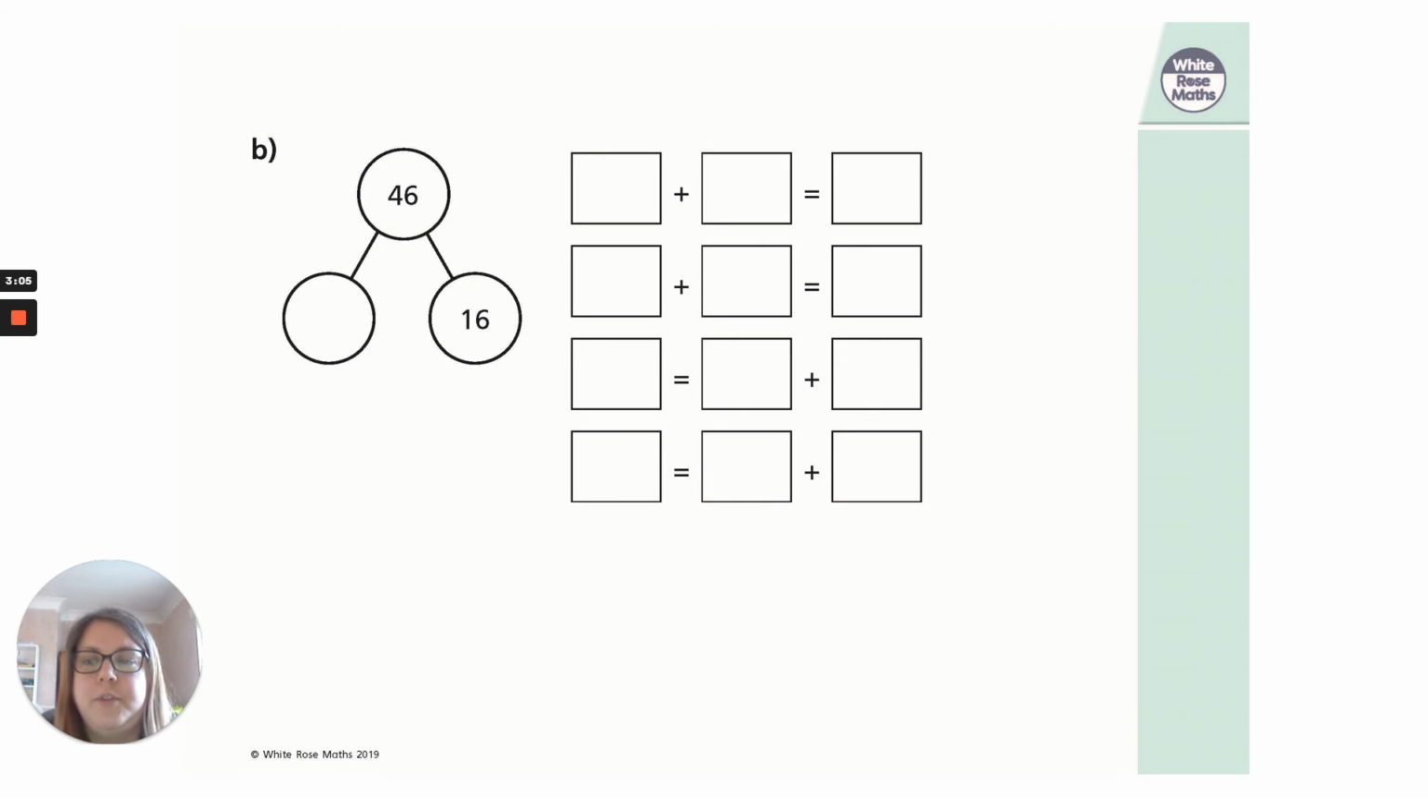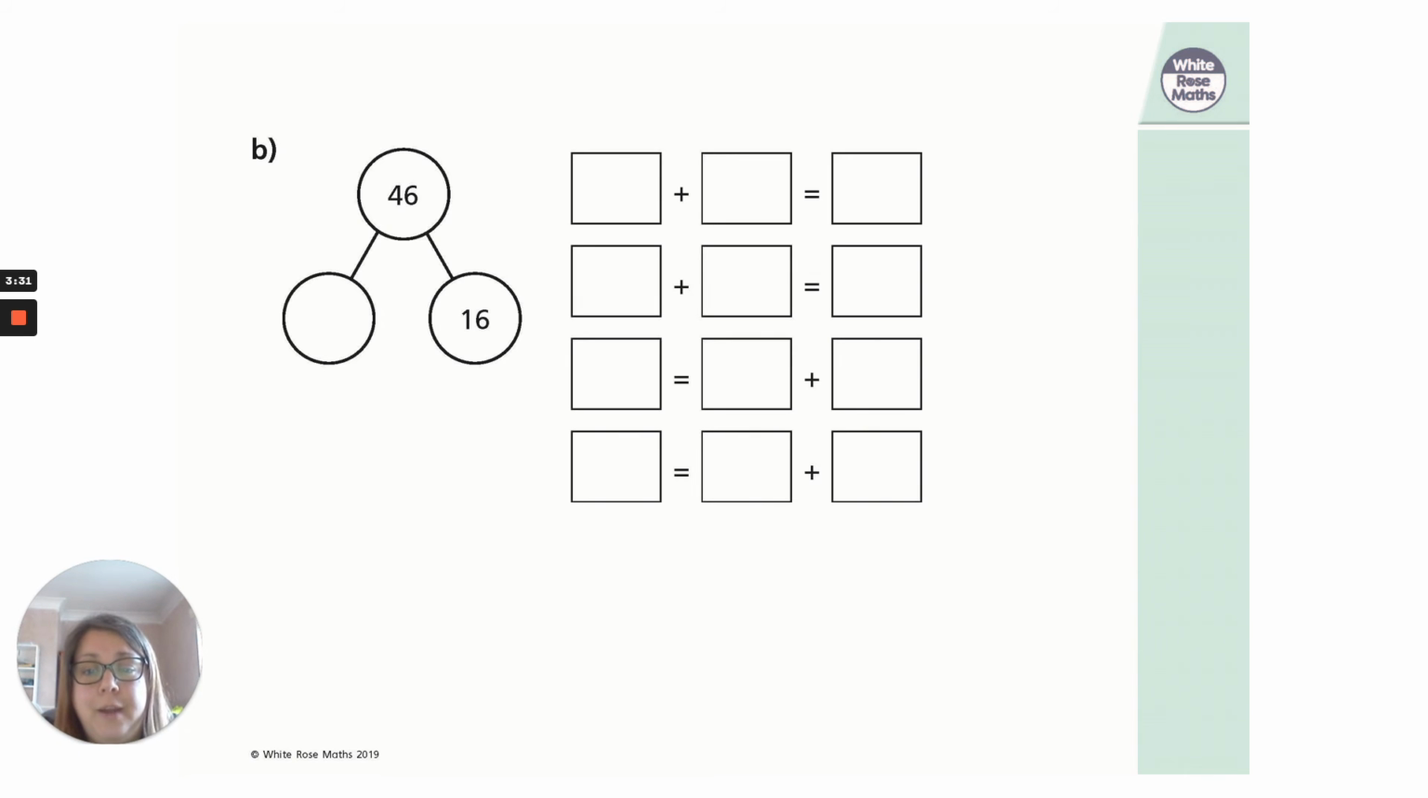So your job now is, I've given you the whole as 46 and one part as 16. What's the other part going to be? So this is where you might need to draw it. So draw your tens and ones or use your equipment at home to help you. To do something, add something equals something. So it's a part, add a part equals a whole. We need 2 of them. And a whole equals a part, add a part.